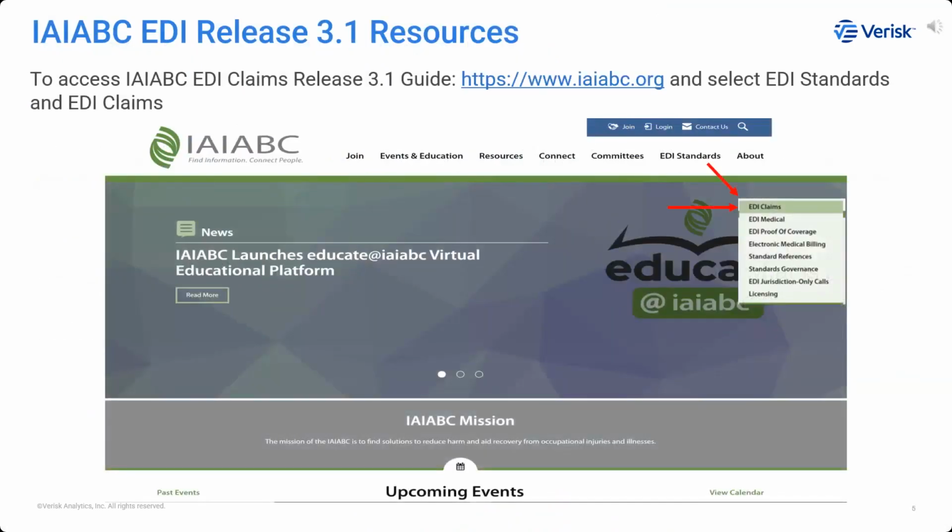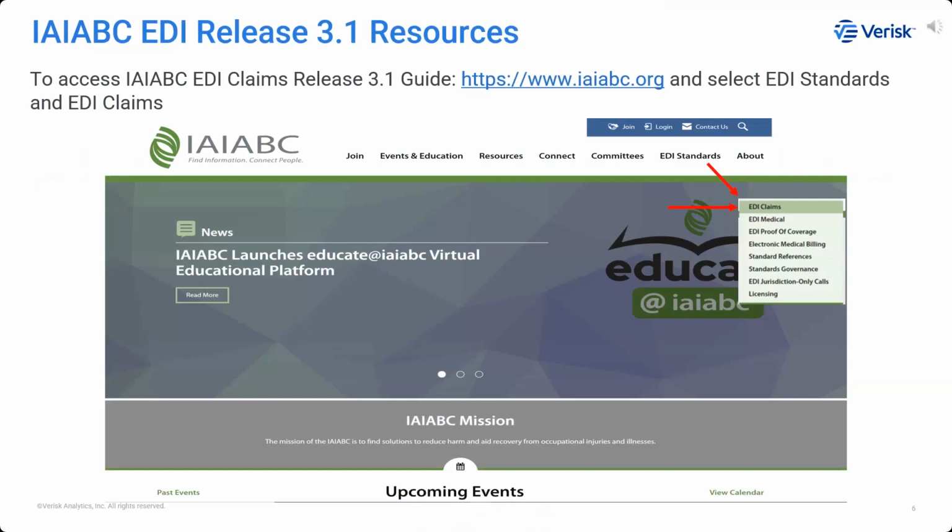Let's first talk about the resources available from the IA-IABC. Information on the IA-IABC EDI claims standards can be found online on the IA-IABC website as shown here as iaiabc.org. The IA-IABC website also provides information such as how to become a member, resources to support the standard, events such as the annual forum and convention, and additional educational information.